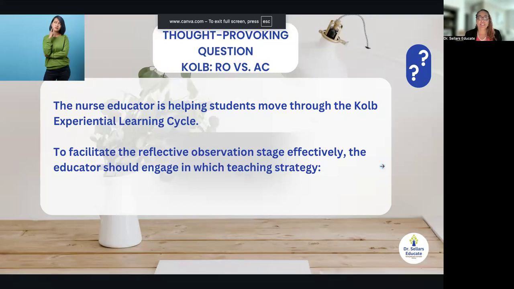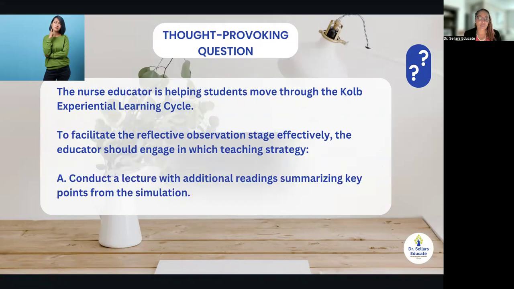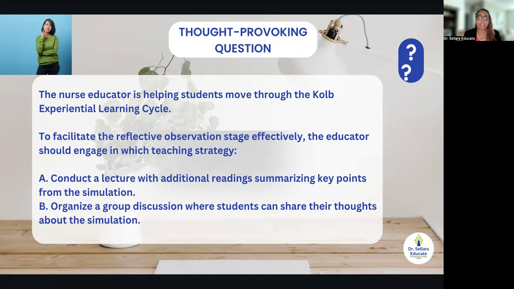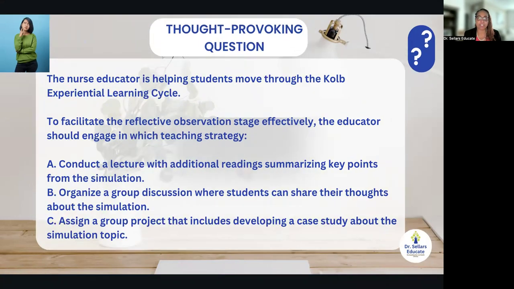The nurse educator is helping students move through the Kolb Experiential Learning Cycle. To facilitate the reflective observation stage effectively, the educator should engage in which teaching strategy? A, conduct a lecture with additional reading summarizing key points from the simulation. B, organize a group discussion where students can share their thoughts about the simulation. Or C, assign a group project that includes developing a case study about the simulation topic.